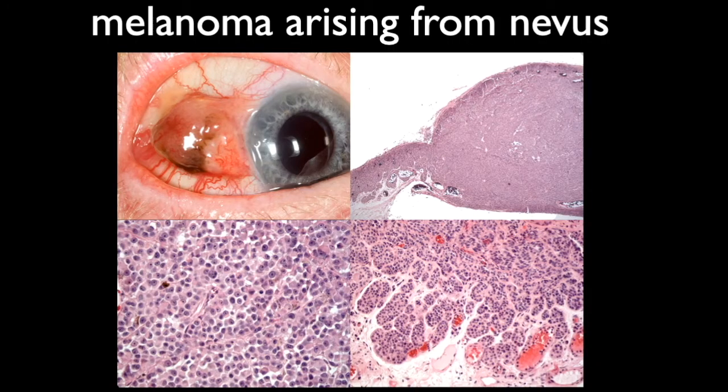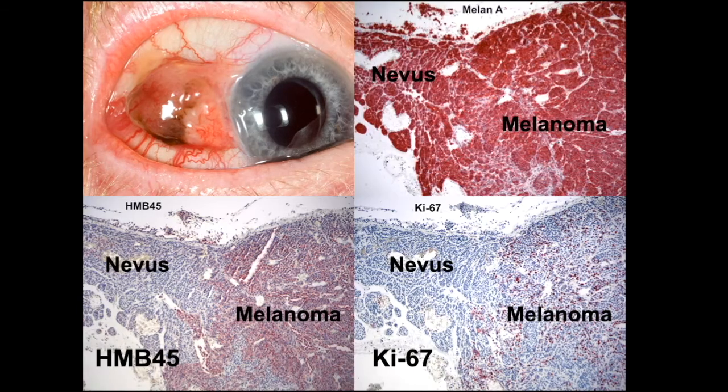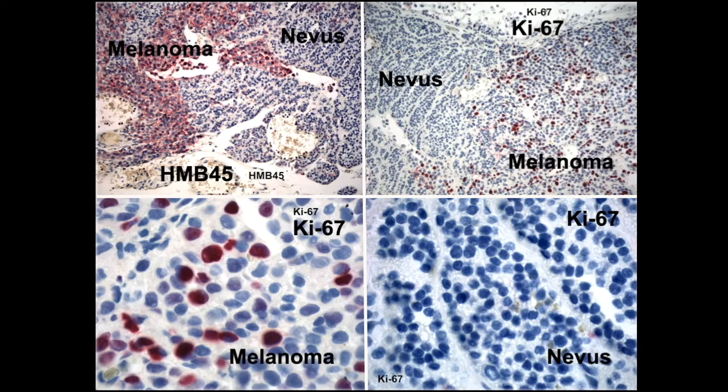Immunohistochemistry also provides clues that help to differentiate between nevi and melanomas. These photos show a melanoma arising from a nevus. Both the nevus and the melanoma stain intensely with melanocytic marker melan-A. At bottom left, we see that the melanoma stains positively with melanoma marker HMB45, but the nevus does not stain. The Ki67 proliferation marker shows significant cellular cycling within the melanoma, which is absent in the nevus.